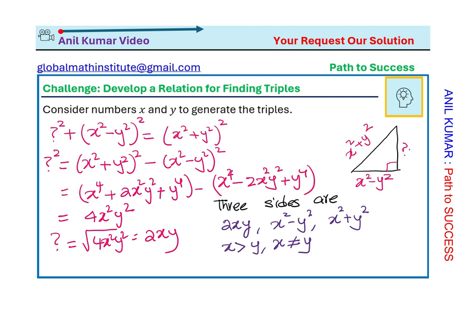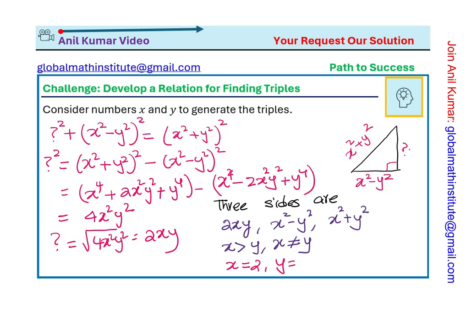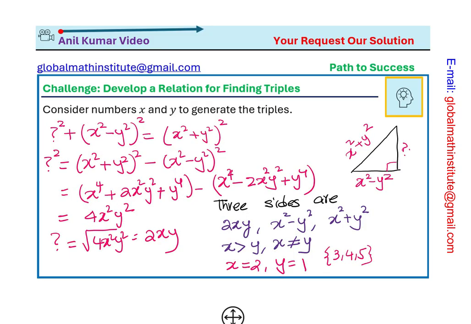Say x equals 2 and y equals 1. Very simple. If you plug in x equals 2 and y equals 1, 2xy will give you 4, right? And if you plug in 2 square minus 1 square, you get 4 minus 1, which is 3. And 2 square plus 1 square is 5. So you do get a triple, which is 3, 4, 5. Do you get the idea? So that is how we can actually derive the formula.